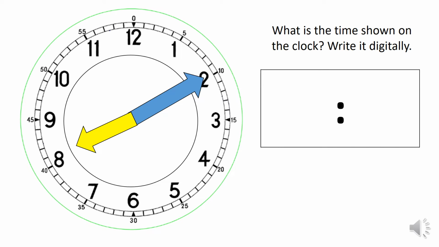We're going to have a look at some analogue clocks now. We're going to try and work out what the time is, and then write it as a digital time. So can you have a look at this first clock here? Take a pause in the video and write down a digital time you think it should be.